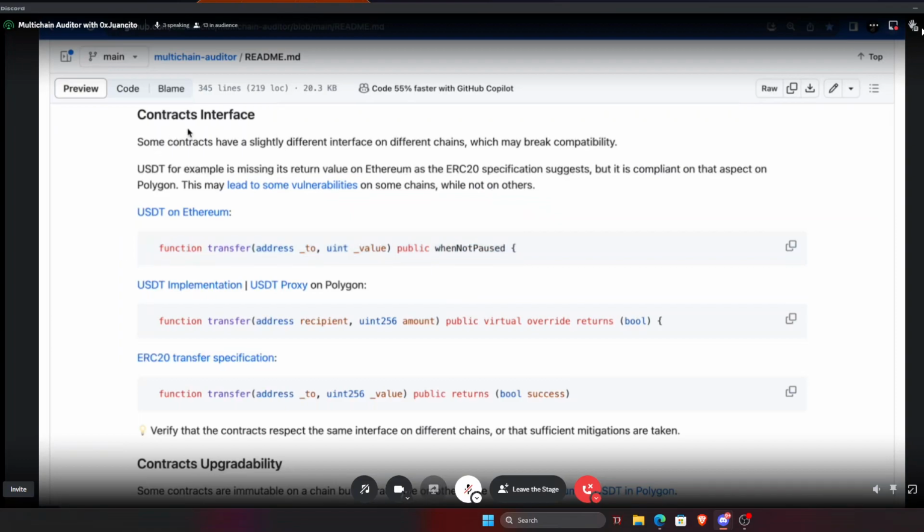But check this, that the contracts that you are using all respect the same interface. So again, the advice is the same as previously. Please check each contract that you are interacting with on all of the chains.